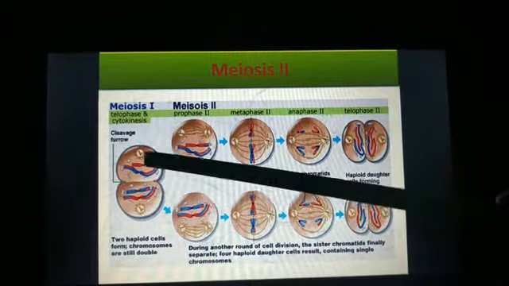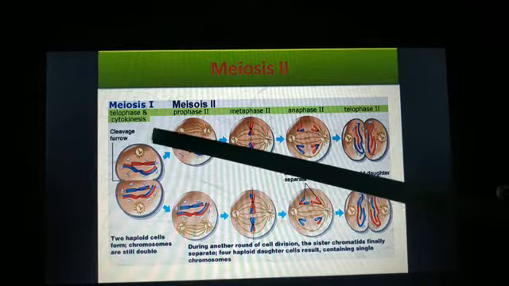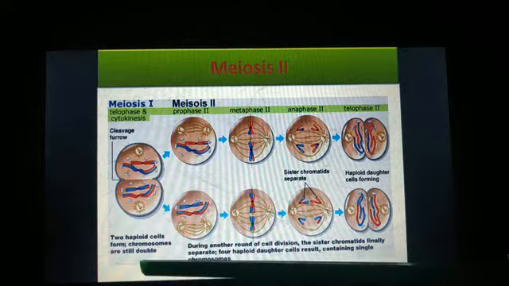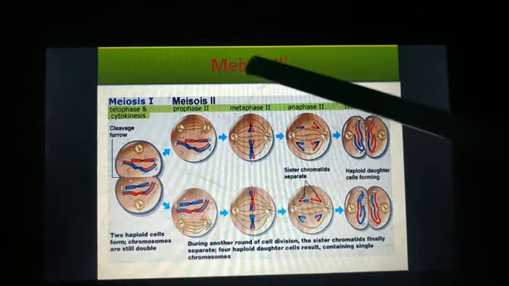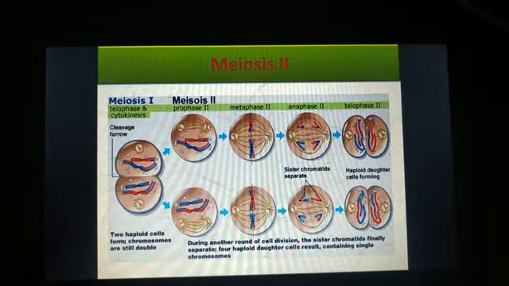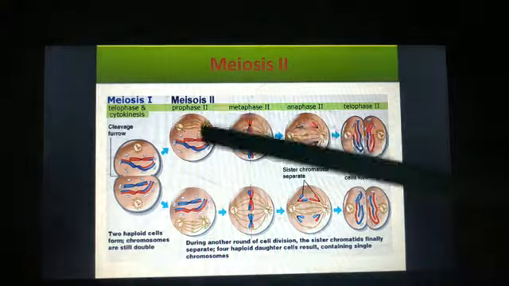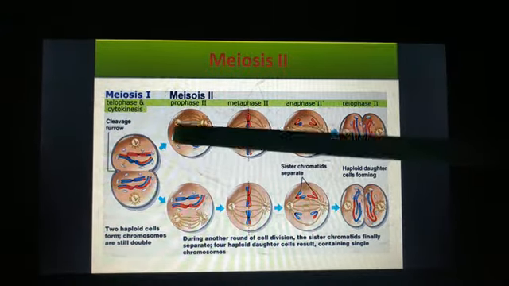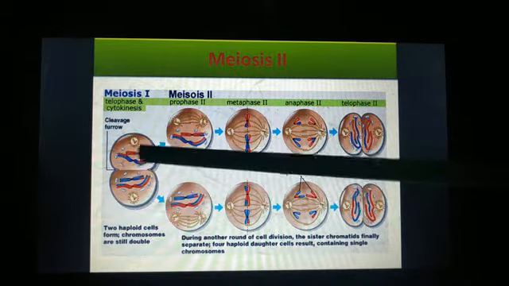After completion of meiosis 1, we got two haploid daughter cells, right? Now this meiosis 2 is similar to mitosis, so you can correlate this with mitosis. See here, after meiosis 1, we got two daughter cells.